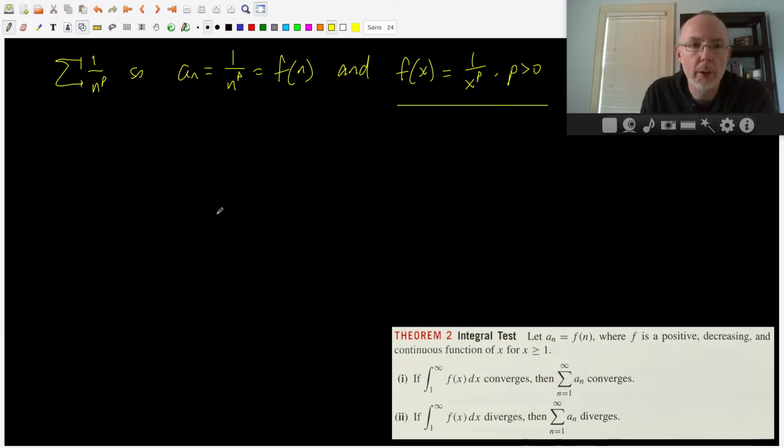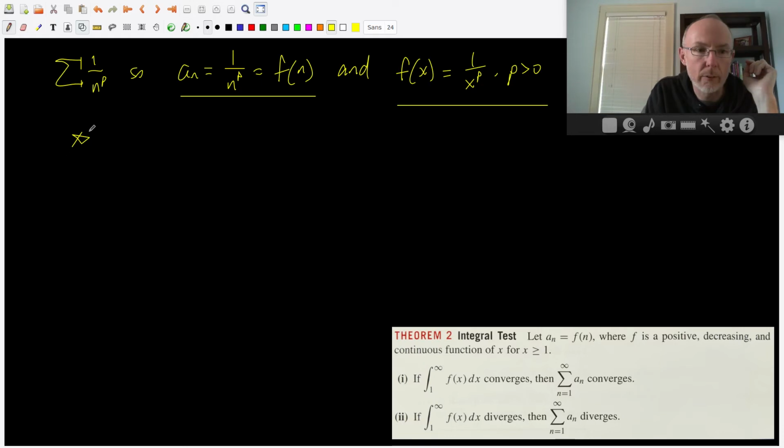I don't think you're going to be surprised that we're going to use the integral test again. Looking at the terms of the series, they're 1 over n to the p, where p is a number bigger than 0. So the function I need to think about in the integral test is 1 over x to the p.